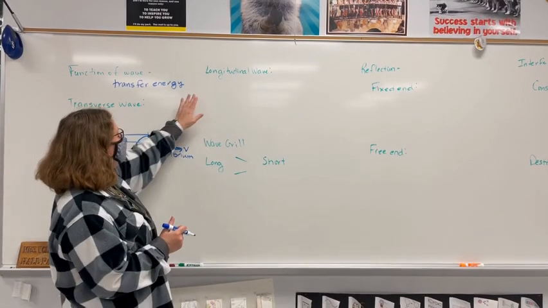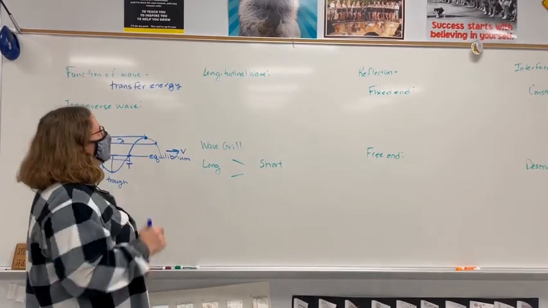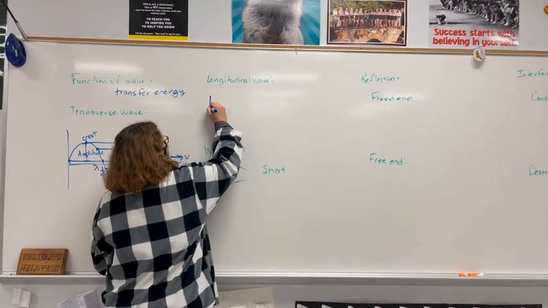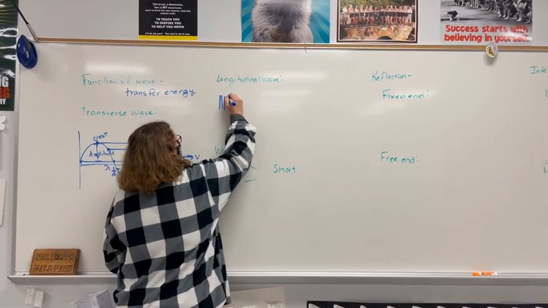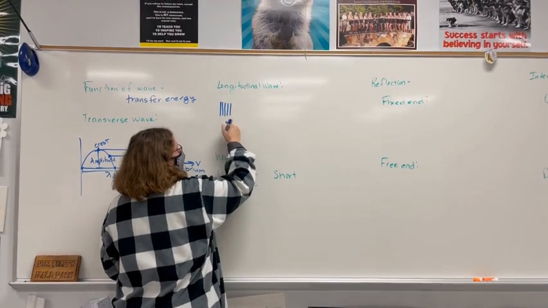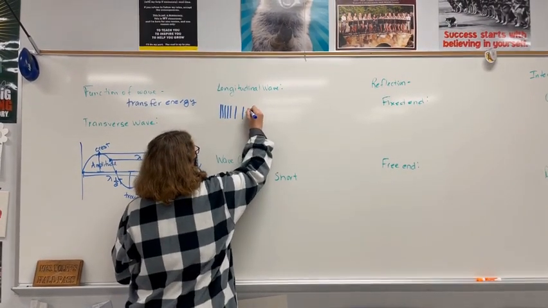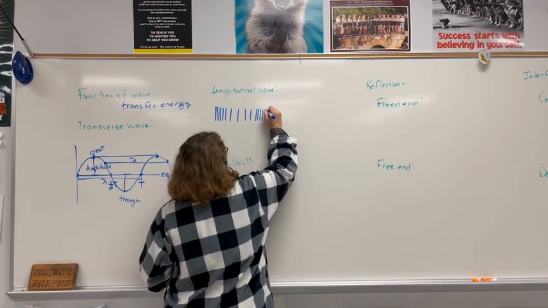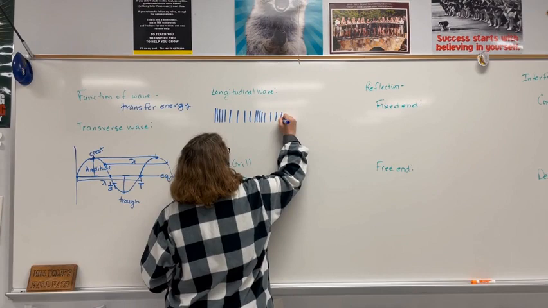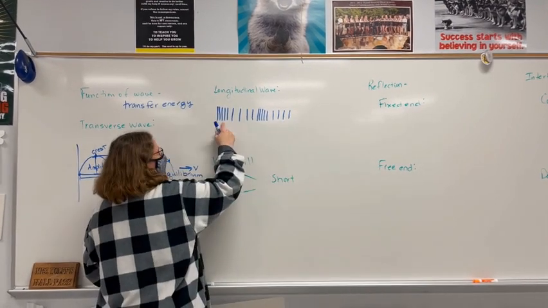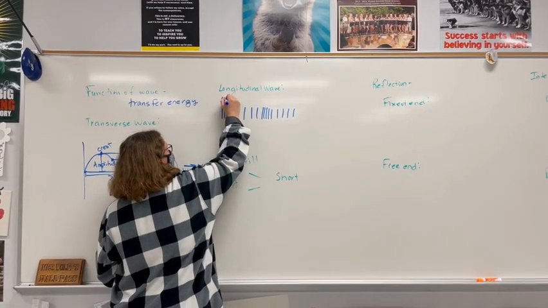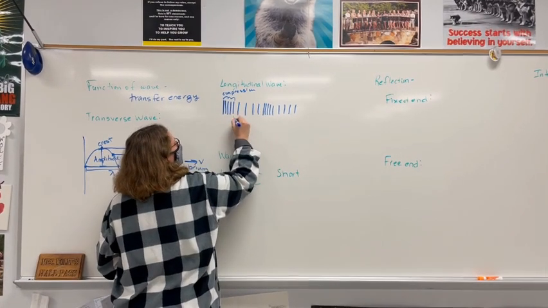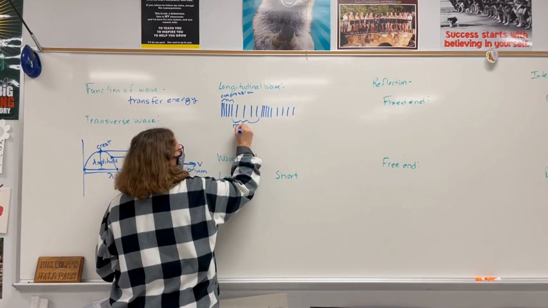Okay, so longitudinal wave, the particles move parallel, and so when we draw a longitudinal wave, we draw areas that are compressed, and we draw areas that are spread out. So the areas of compressed are actually called compression, and the areas that are spread out are called a rarefaction.